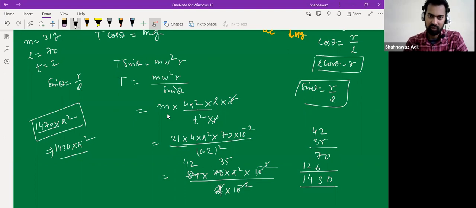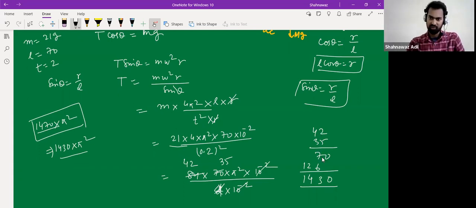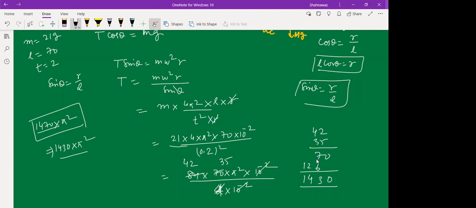4, 4 2s are 8, so this is 84, right? And then, sir, in the multiplication part, the rest is the same. 42 into 35, sir, it is 1470. 42 into 35. Sir, the rest is correct, the calculation part only.